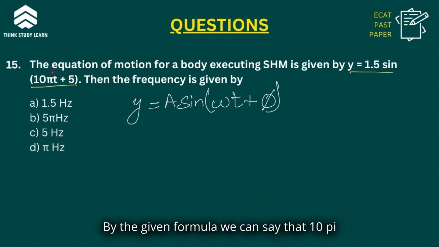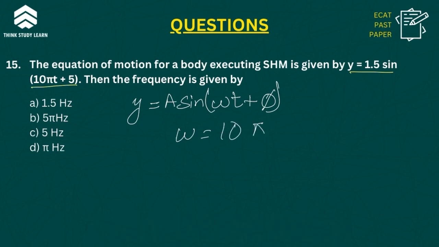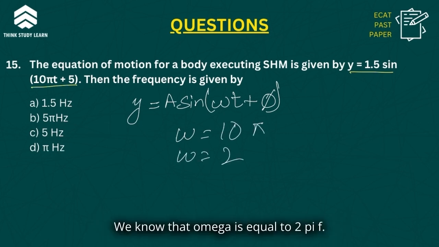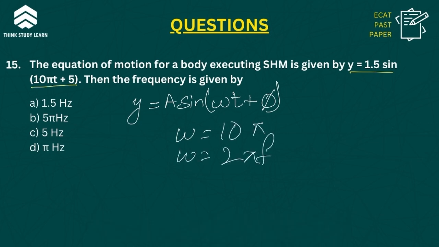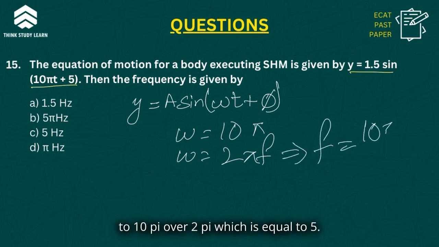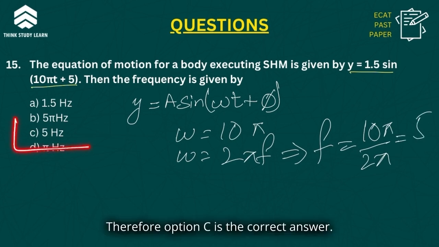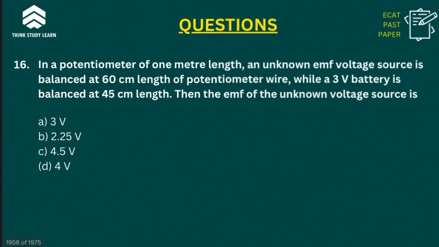By the given formula, we can say that 10 pi is equal to omega. So, omega is equal to 10 pi. We know that omega is equal to 2 pi f. By solving for frequency, we get f is equal to 10 pi over 2 pi, which is equal to 5. Therefore, option C is the correct answer.